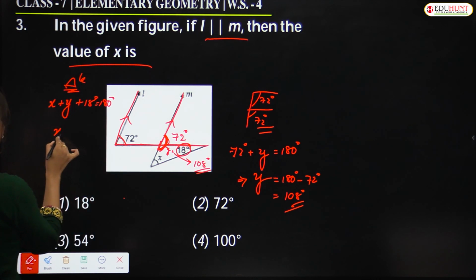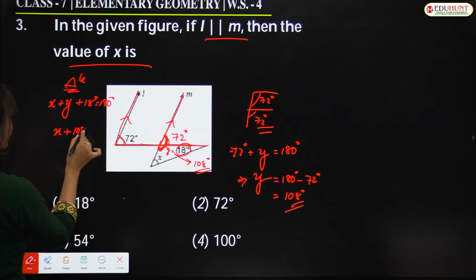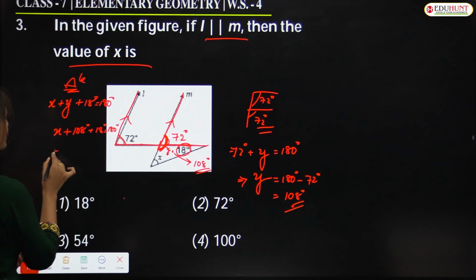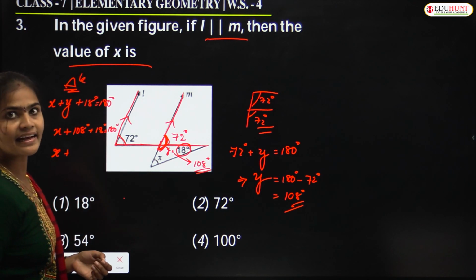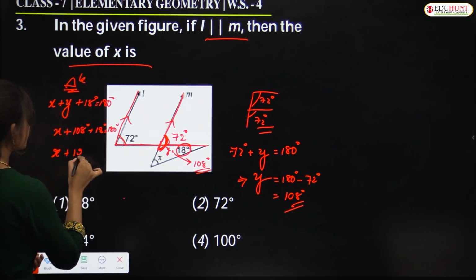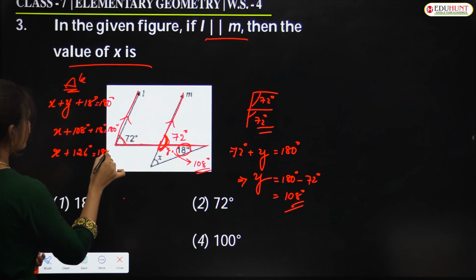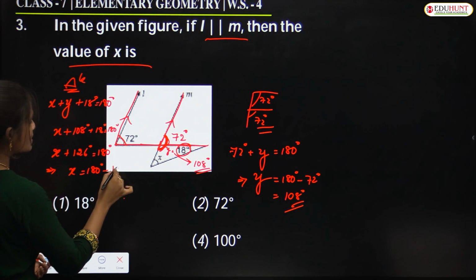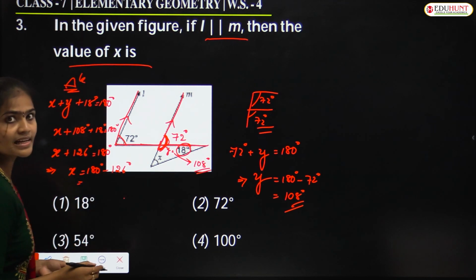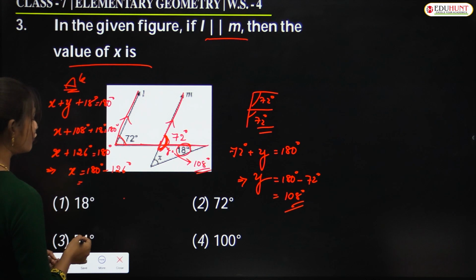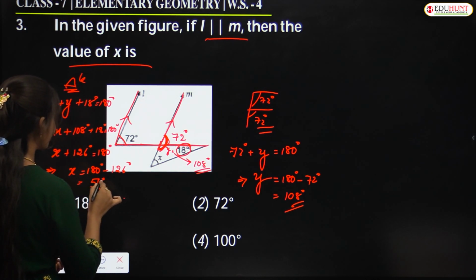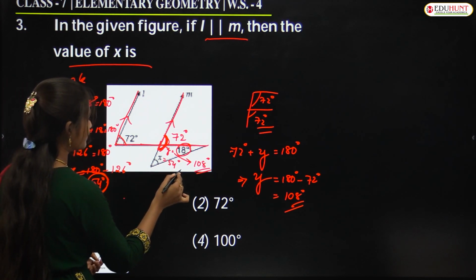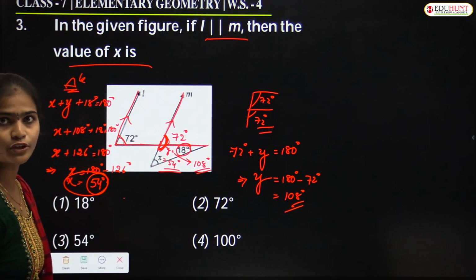So x plus 108 degrees plus 18 degrees is equal to 180. 108 plus 18 is 126, so x plus 126 is equal to 180 degrees. From this, x is equal to 180 degrees minus 126 degrees. What is that answer? That is nothing but 54 degrees. So x is equal to 54 degrees. That angle only we needed to find, no?